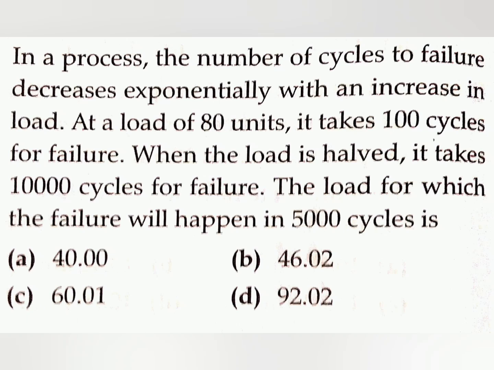So the given condition is that the number of cycles to failure decreases exponentially with an increase in load. That's the thing we have to note. We have already been given two data conditions. The first one is at a load of 80 units, it takes 100 cycles for failure, and when the load is halved, that means 40 units, it takes 10,000 cycles for failure. We have to find the load for which the failure will happen in 5,000 cycles. So let's look at how to solve it.